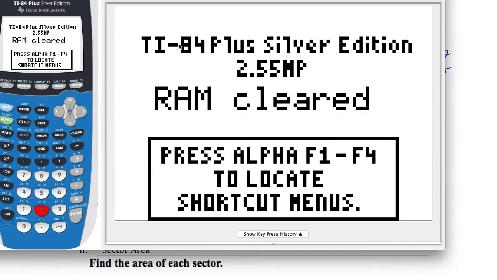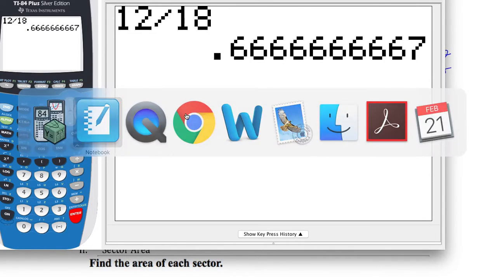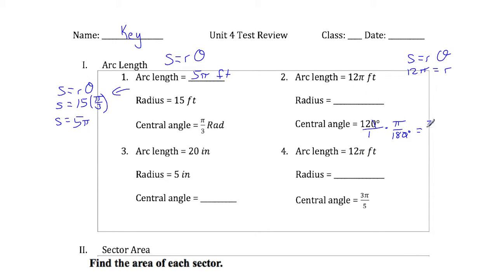Okay, so let's go to the calculator. There we go, and let's actually do that. So what are we doing there? 12 over 18, 12 divided by 18. 2/3. I was close. Okay, so 2 pi over 3 radians. Wow, that was an adventure already.